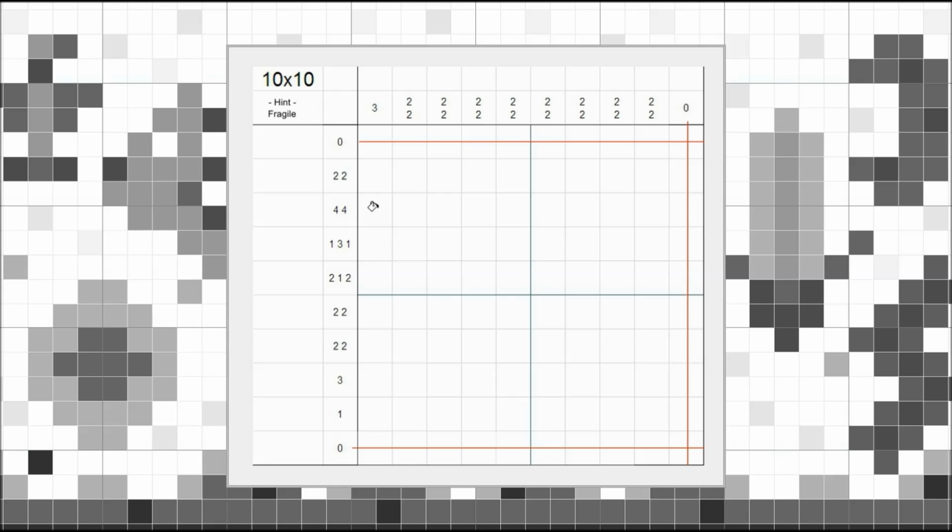If the first 4 starts here, you would have 1, 2, 3, 4, and then the next one would have to be space. And then you would have 1, 2, 3, and 4 left, because the last one cannot have any. So the empty space must be here.